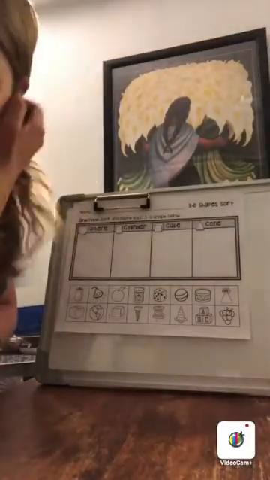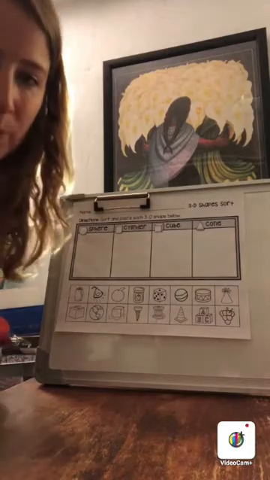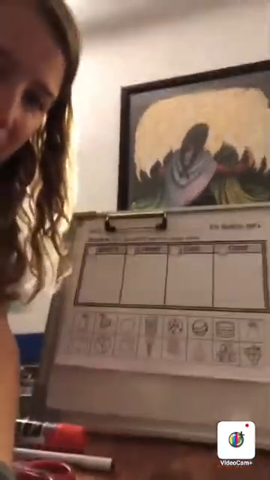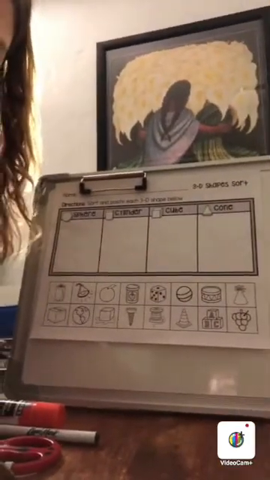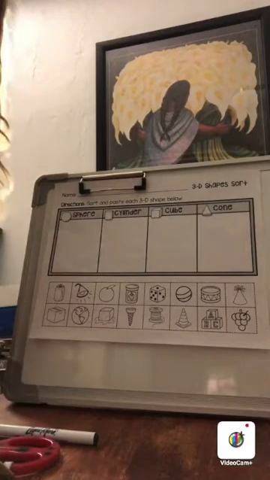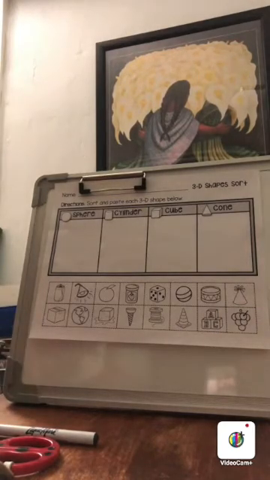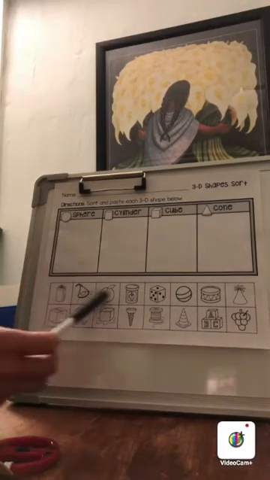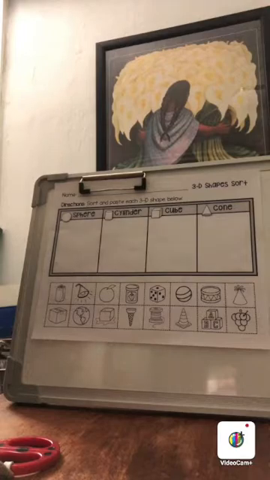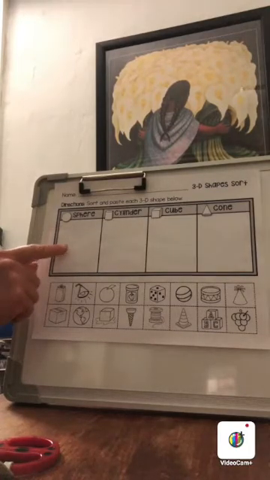So your job for math today is going to be doing a sort, just like we did when we were in the classroom, except we didn't do a lot of math sorts. We usually do sorts for sounds and words. So what you are going to be doing is sorting the objects down here. These are real life objects that you see into the categories up above.